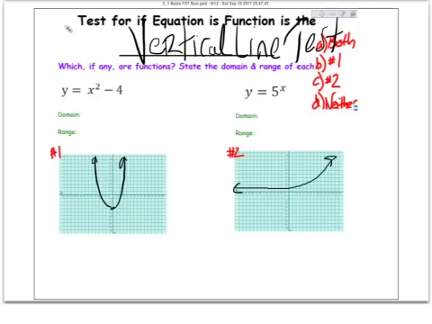Okay, the domain and range of this function. If we look at this parabola, y equals x squared minus 4, I want you to pause the video and figure out how you would write the domain and range, and then do the same for the second graph. So pause the video, write the domain and range, and see if your answers are correct.